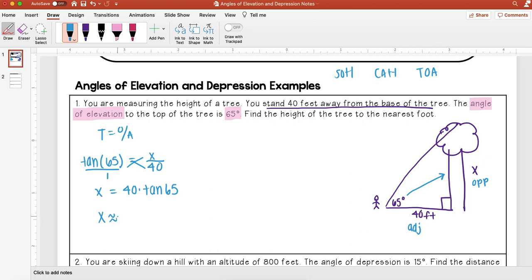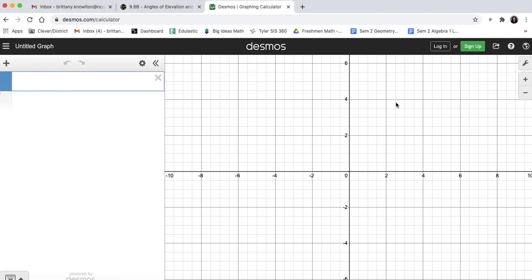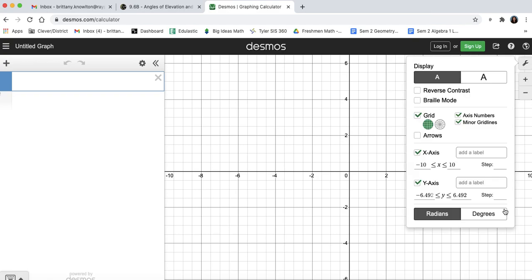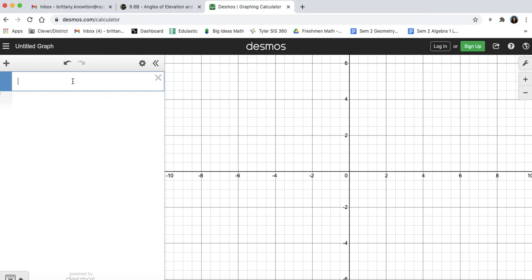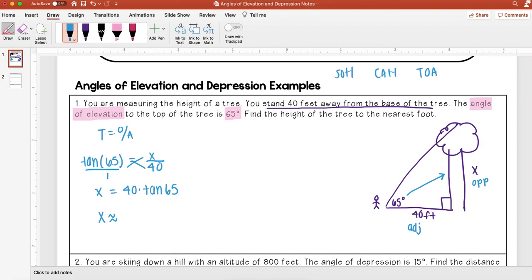And I'm rounding this to the nearest foot. So I want to go over to Desmos. I want to first click on this wrench, change this to degrees, because otherwise I will get a wrong answer. And type in 40 times tangent of 65. And so I get this long decimal here, but I want to round this to the nearest foot, so the nearest whole number. So I want this first place here. I look next door, it's a 7. That means I need to round up, so this would be approximately 86 feet.